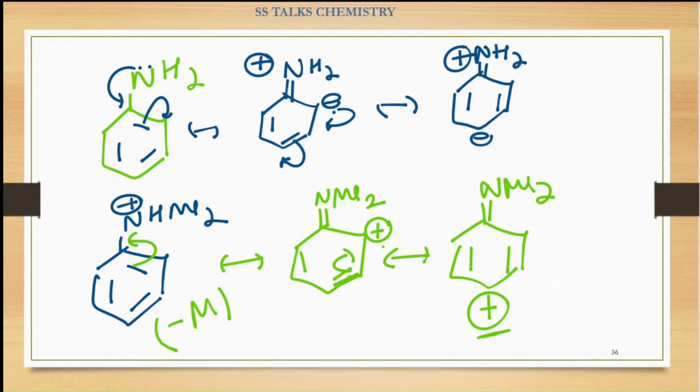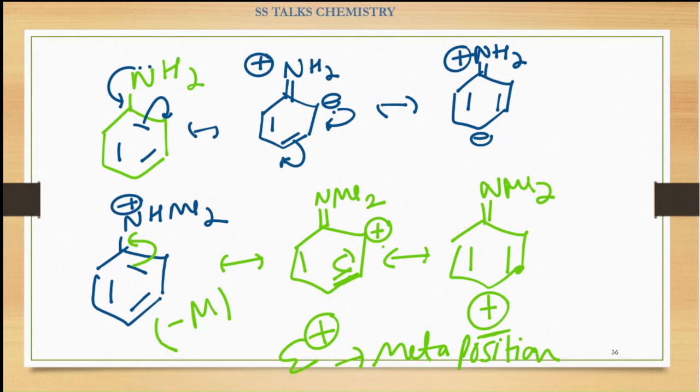That means if a further electrophile is attacking, it will be attacking at the meta position now, because at the meta site no positive charge electron density has been formed. Correct? So that means here the electrophile attacks at the meta position.